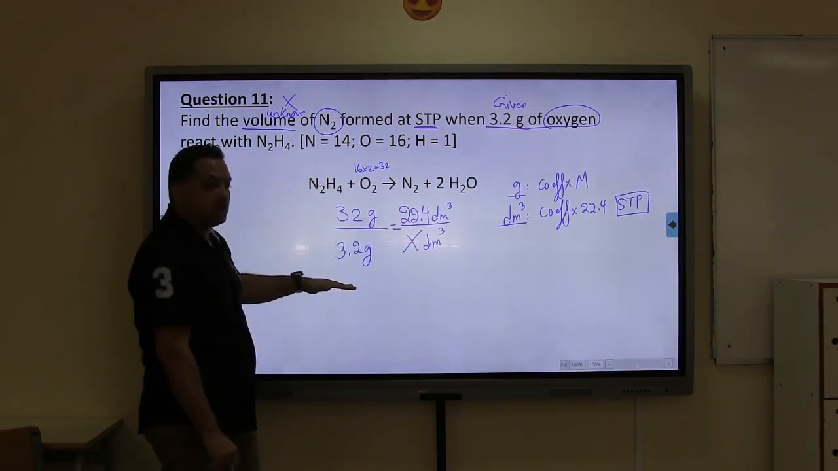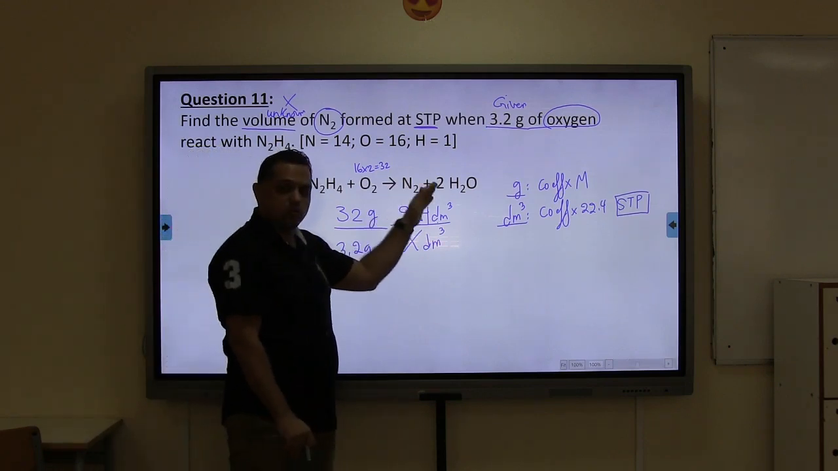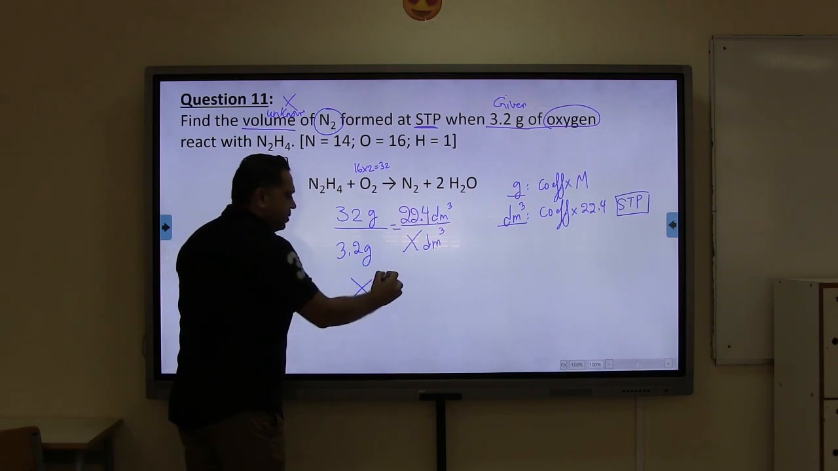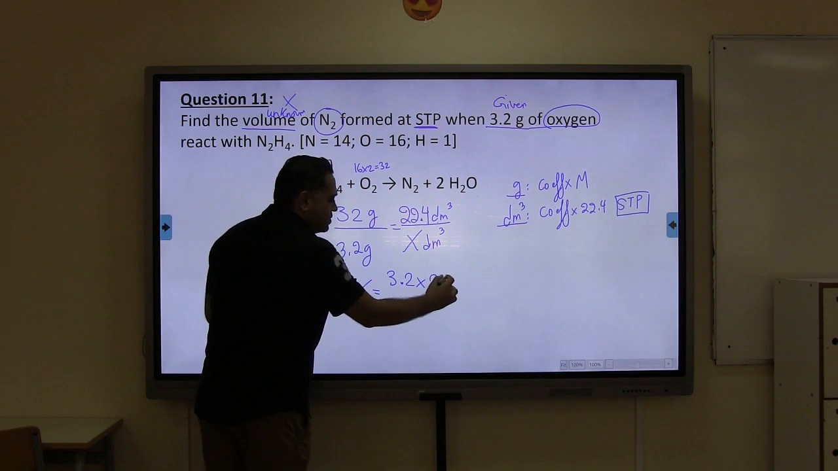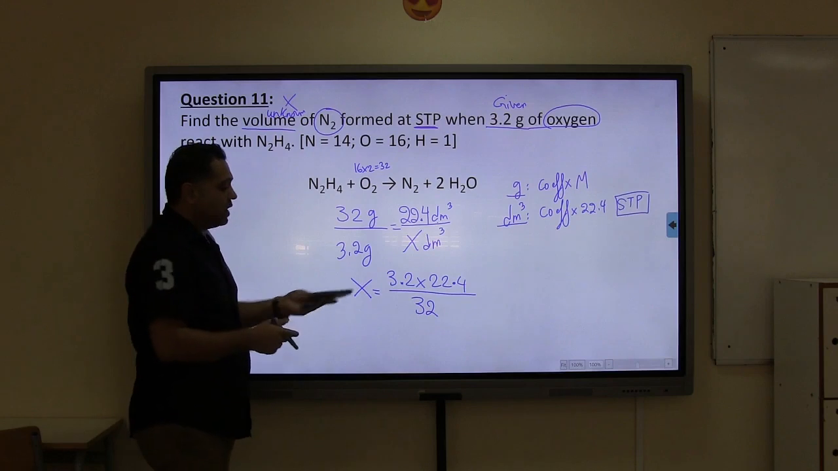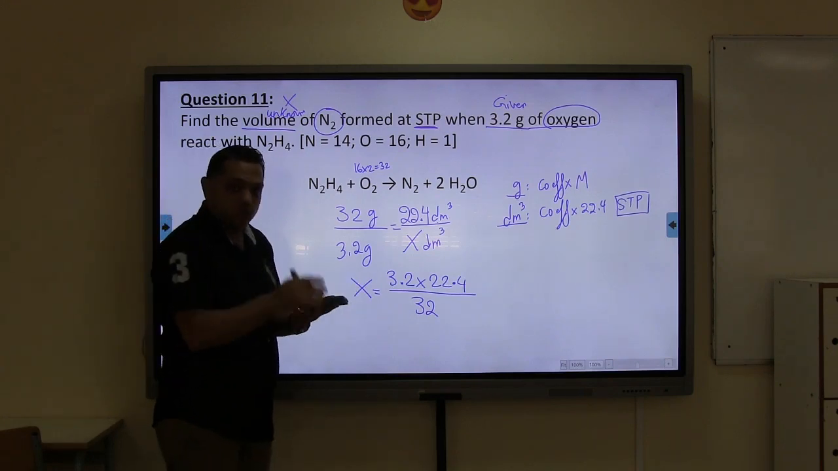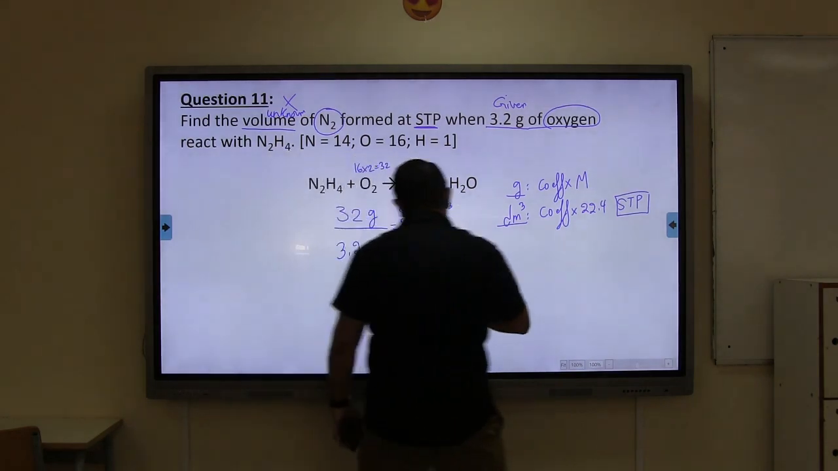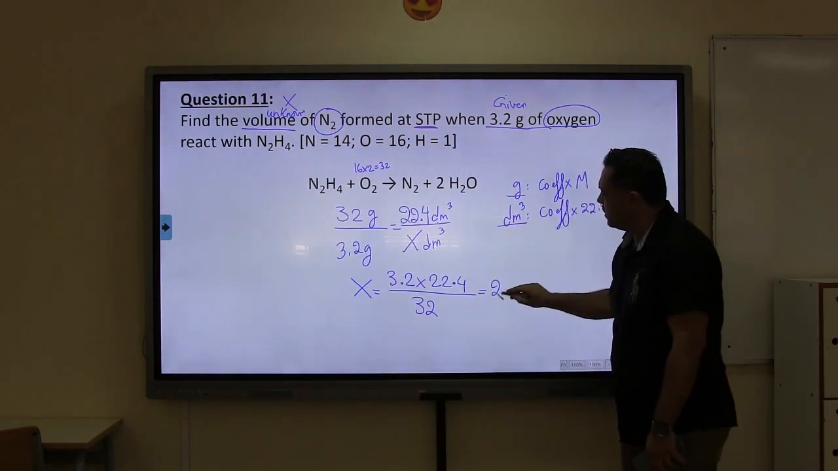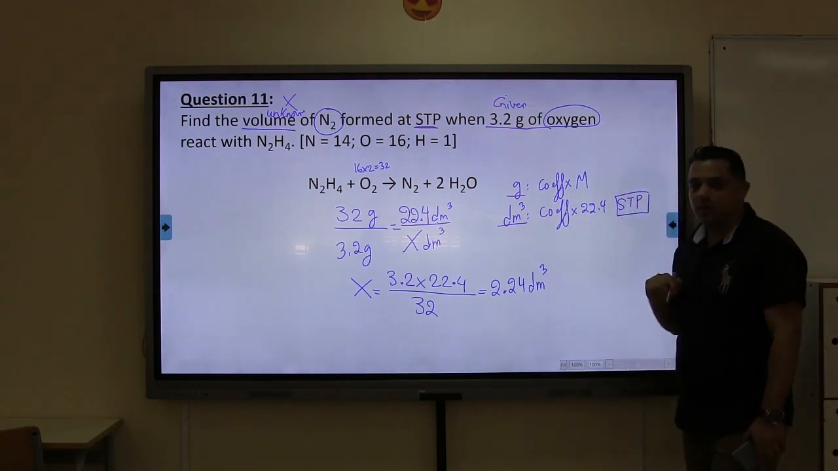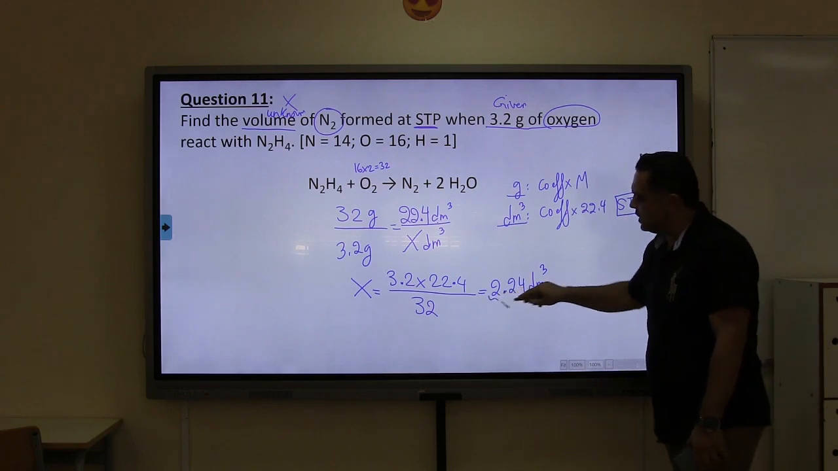32 divided by 3.2 is equal to 22.4 over X. So to find the volume of the nitrogen X, it will be equal to 3.2 times 22.4 divided by 32. You can solve it directly. If you want, you can put the numbers on the calculator: 3.2 times 22.4 divided by 32, and then the answer is 2.24 decimeter cube.